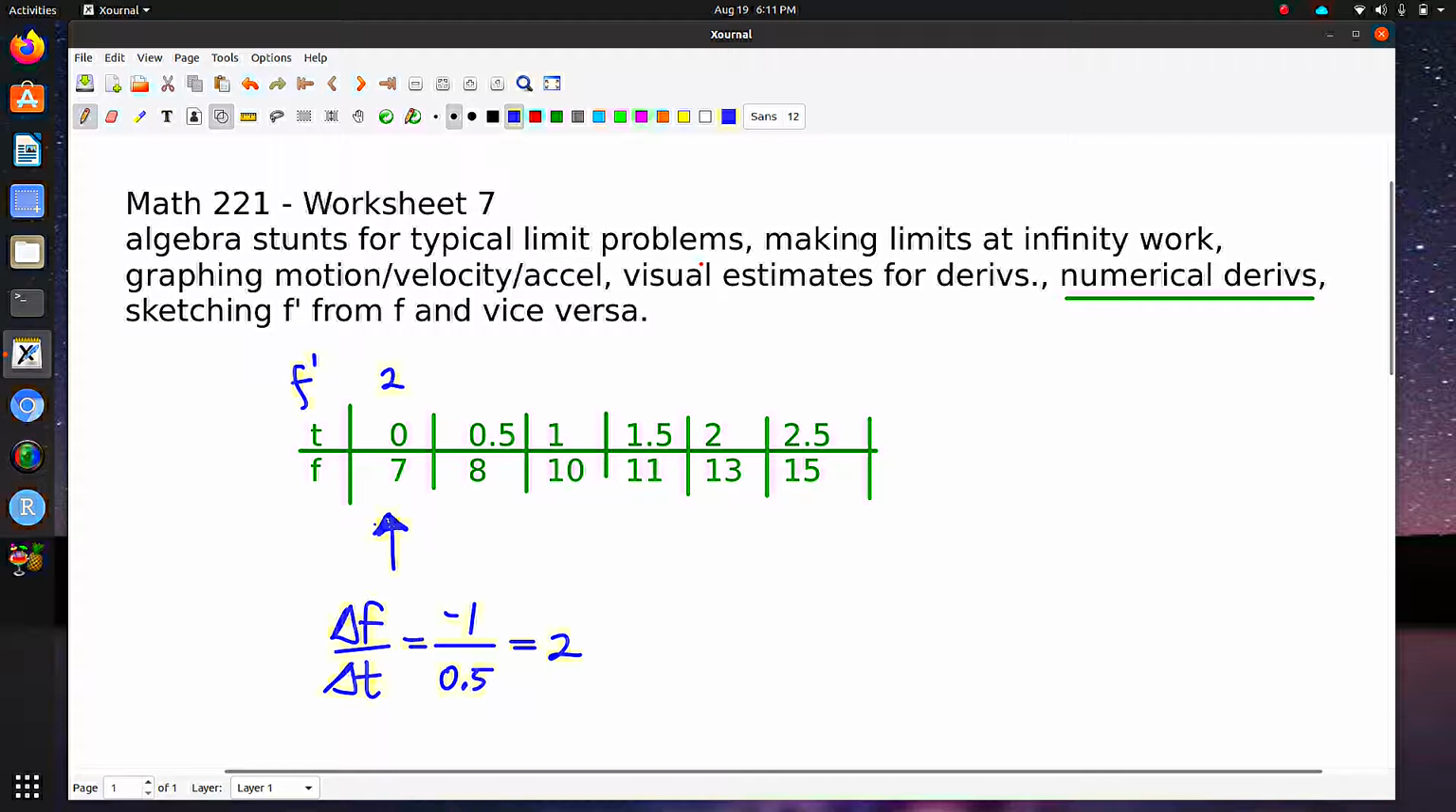And we're going to do the same kind of trick on the other endpoint. We're going to sit ourselves at the very end point and look backwards. Just a straight old Newton thing. So we look at the change in f, which has gone up by 2, and the change in t is 0.5, so this derivative we're going to estimate to be 4.